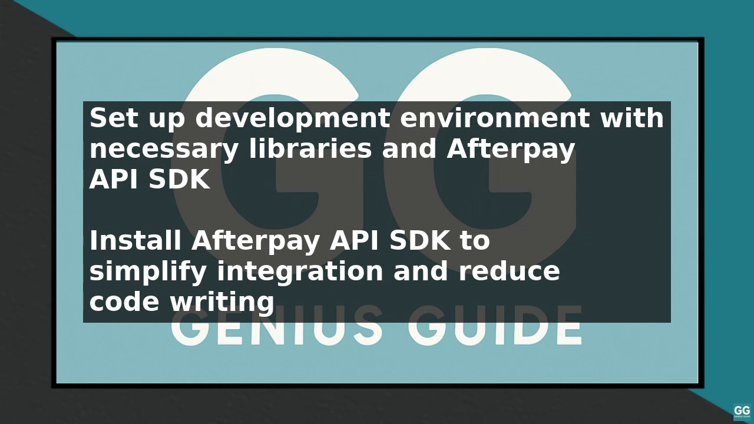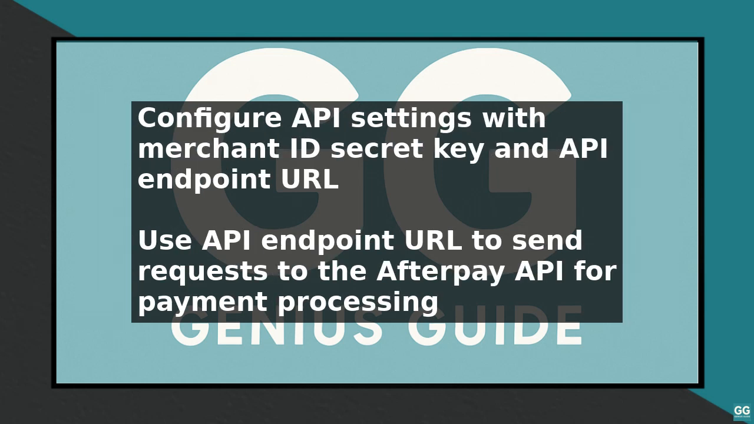The payment flow typically includes the following steps: tokenization, where the customer's payment information is converted into a token; authorization, where the customer's payment is authorized; and capture, where the payment is captured and the funds are transferred to your account. To implement the payment flow, you will need to make API requests to the Afterpay API.